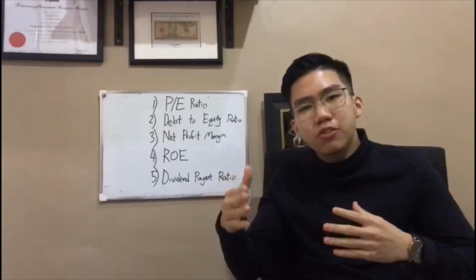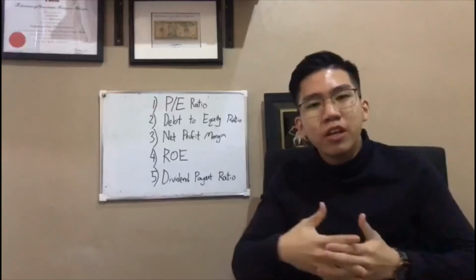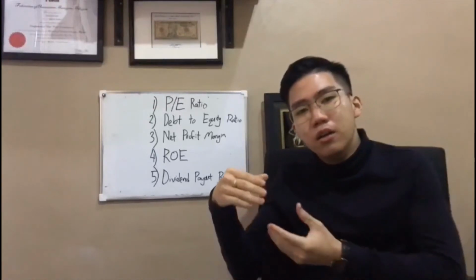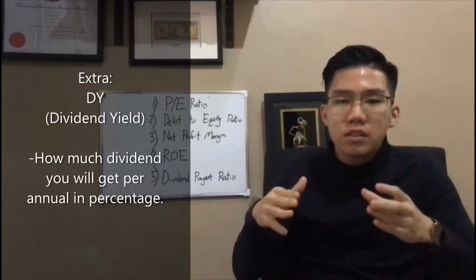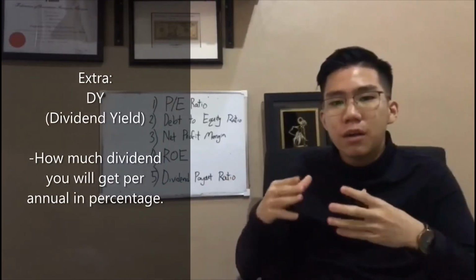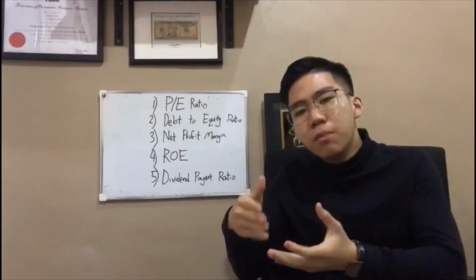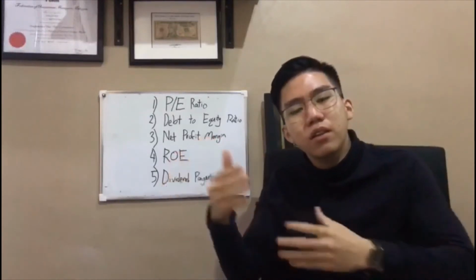Okay, so here's the extra one. I didn't put it on the board because it's not exactly a ratio, it's just a measure that I use a lot when it comes to analyzing stocks. It's dividend yield. Dividend yield is the percentage of the company's annual dividend paid out to the investor compared to the share price. So the higher the dividend yield, the better the dividend you will get.